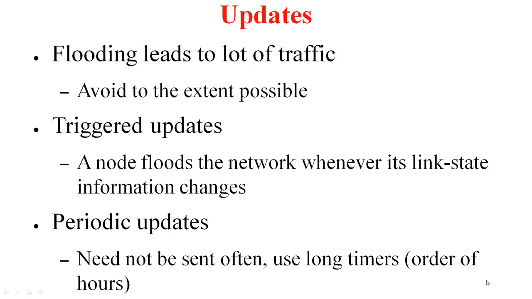So the next question is, when do you send these link state packets? Notice that flooding leads to a lot of traffic because this link state packet is sent to every node. So you should avoid flooding to the extent possible. Like before, whenever the link state information changes, you naturally need everyone else to know because the graph has changed. So in which case you have to flood. These are called triggered updates. We also need to support periodic updates. These need not be sent often because of this flooding issue, as I mentioned. In this particular case, you use very long timers of the order of hours.